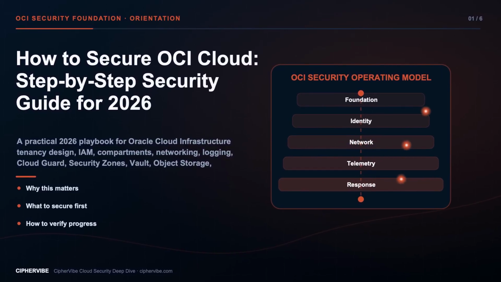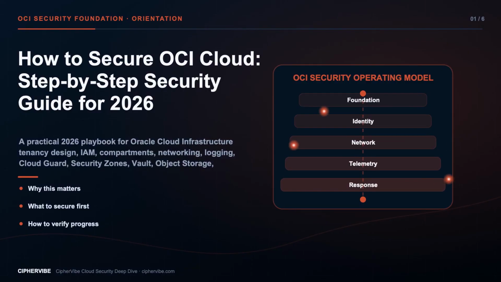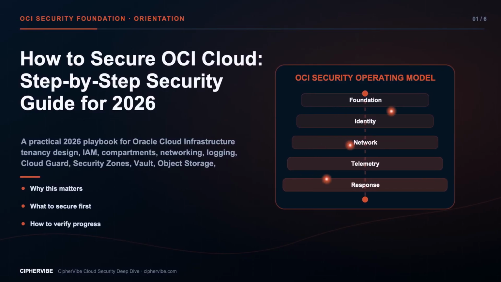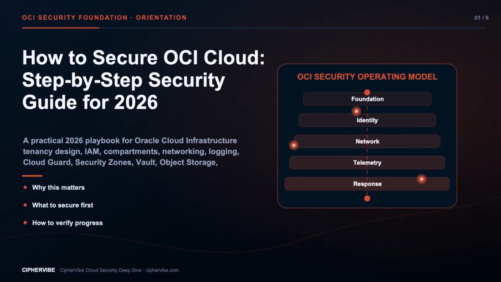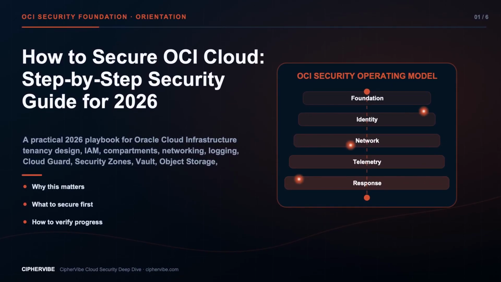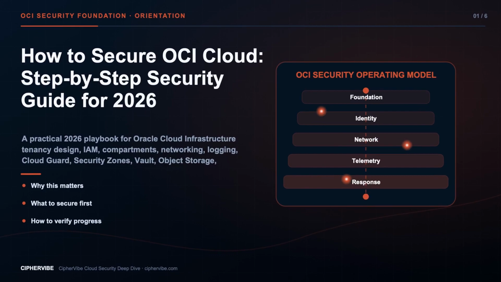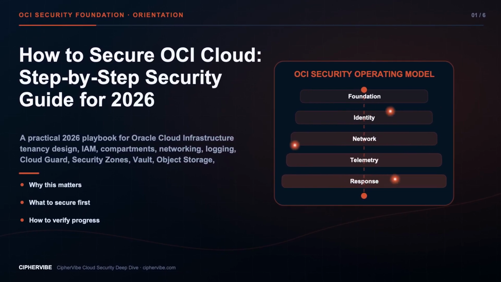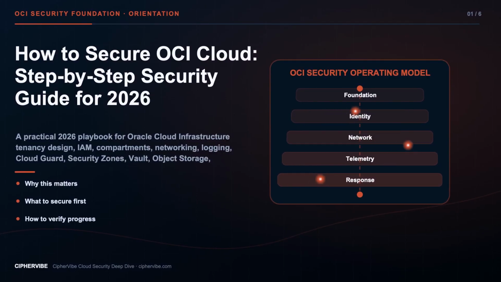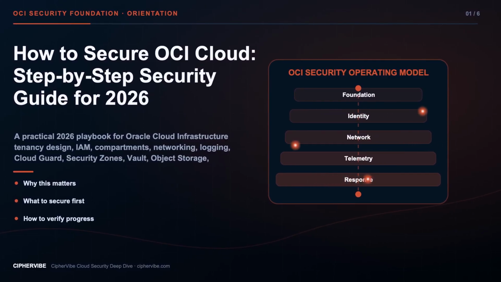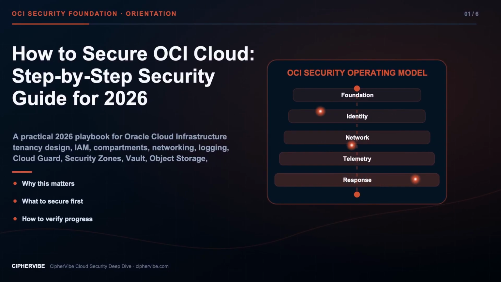Securing Oracle Cloud Infrastructure is not one IAM policy, one network rule, or one Cloud Guard toggle. It is an operating model that connects tenancy design, identity domains, compartments, groups, dynamic groups, policies, virtual cloud networks, security lists, network security groups, logging, Cloud Guard, security zones, vault, object storage, vulnerability scanning, workload hardening, and incident response.